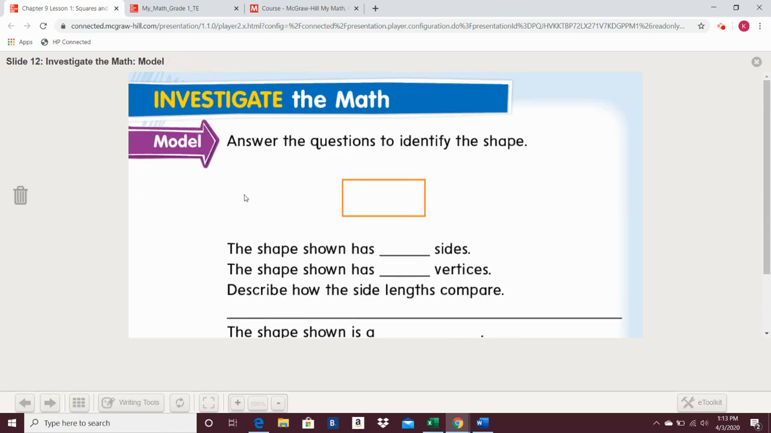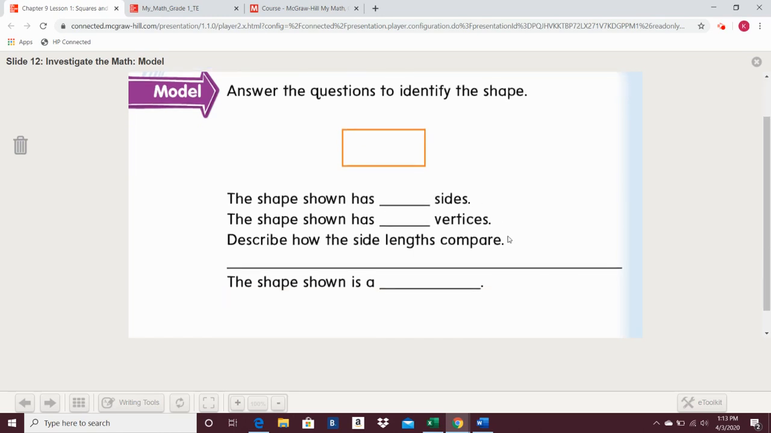Now, let's look at this shape to identify it. We're going to answer some questions to help us figure out what this shape is. This shape has 1, 2, 3, 4 sides. This shape has 1, 2, 3, 4 vertices.